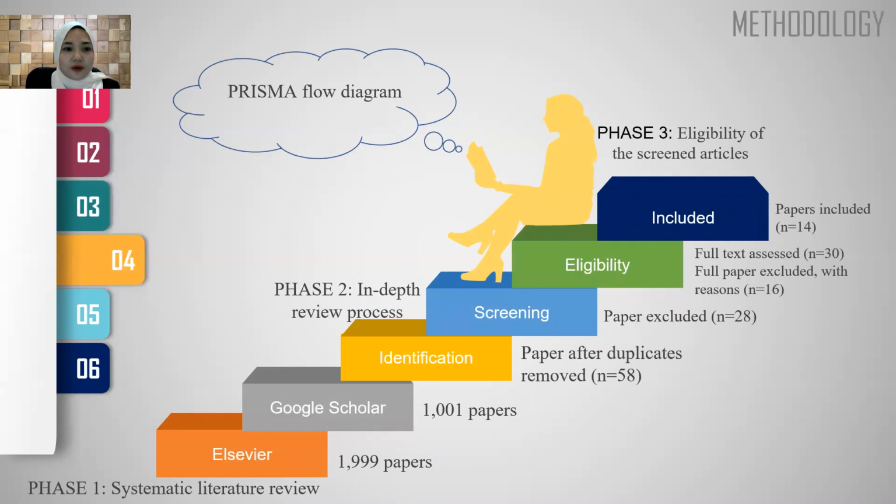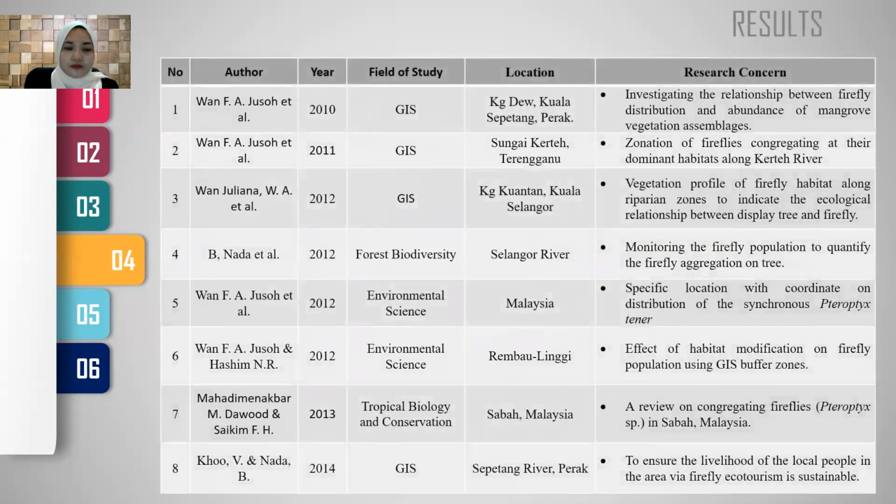Next, in the PRISMA flow diagram, first of all, we go through the science database to find the papers. Almost 3,000 papers were found. But after the identification process, we were able to collect about 58 papers. And then after screening, we excluded 28 papers. After that, only 30 papers were left. And with reasons, we excluded another 16. Therefore, 14 were left. So the results are the distributions of fireflies in Malaysia.